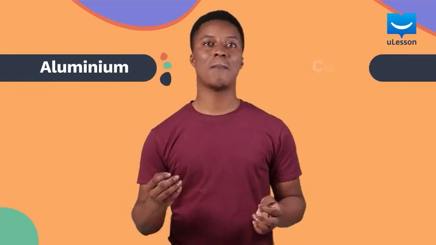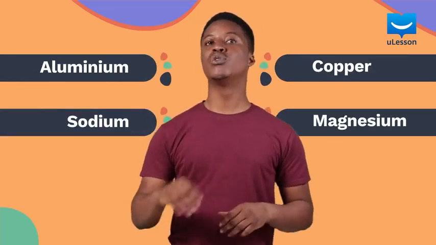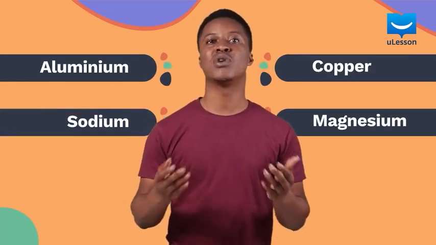Also, note that many other metals can corrode. Reactive metals like aluminium, copper, sodium, and even magnesium will corrode in the presence of oxygen and moisture to form their oxides and hydroxides.